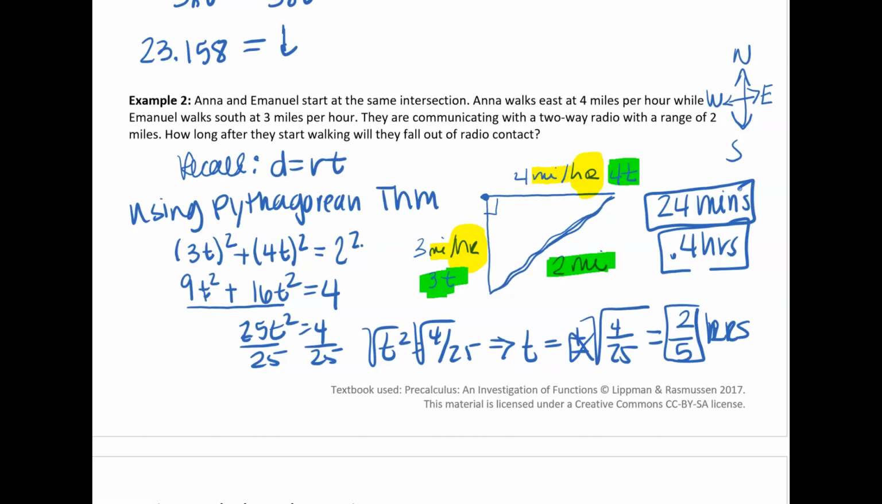So this is a great example of those steps coming into play. Sketch it out. Recall some of your formulas. Recall that distance is equal to rate times time. Recall your Pythagorean theorem. Those should be formulas that you know. Work slowly. Check your arithmetic.